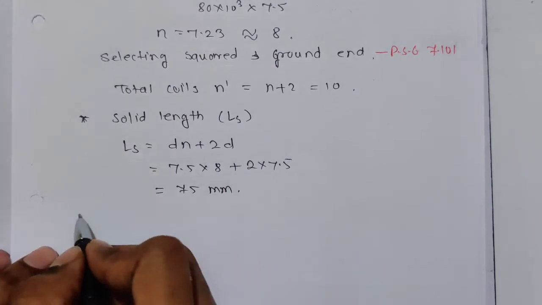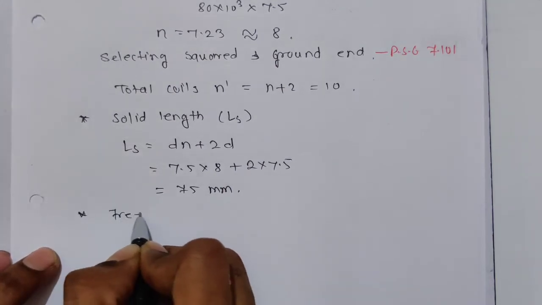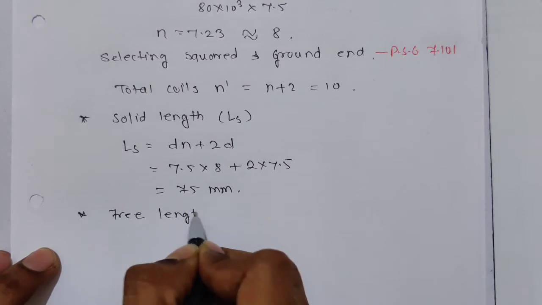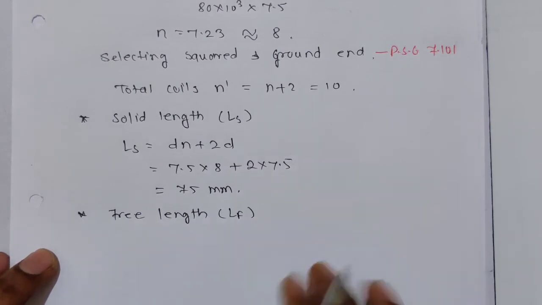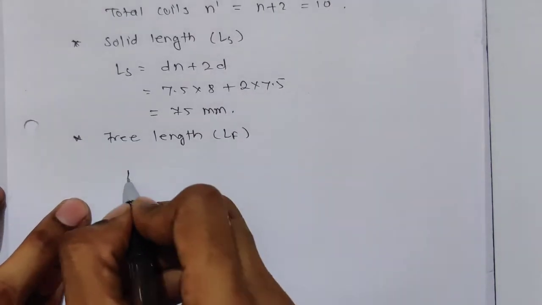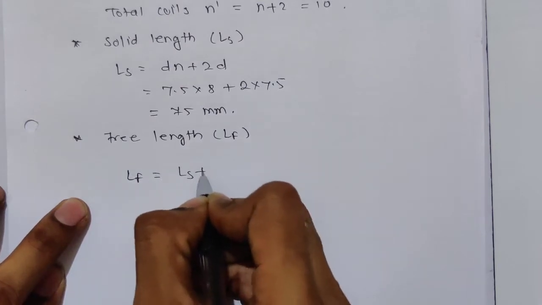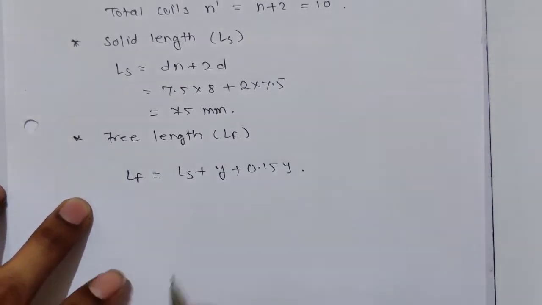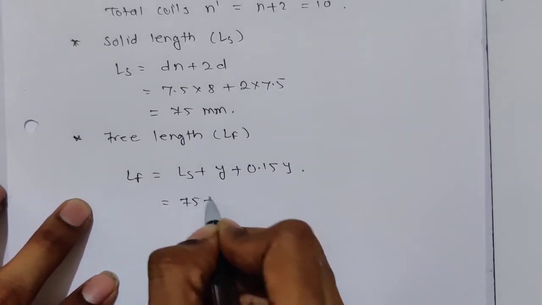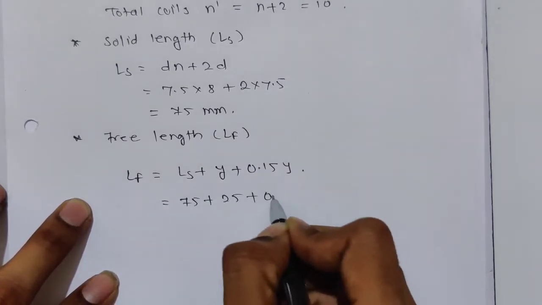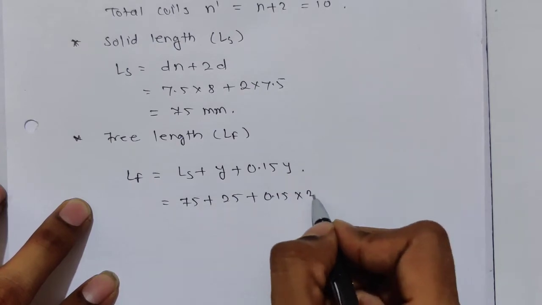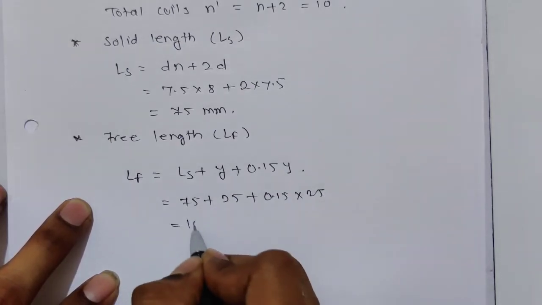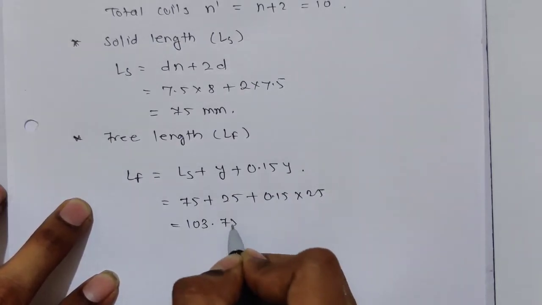Now we know free length LF. What is the formula for LF? LF is equal to LS plus y plus 0.15 y. So LS is 75, y is 25, plus 0.15 into 25. You will get 103.75 mm.